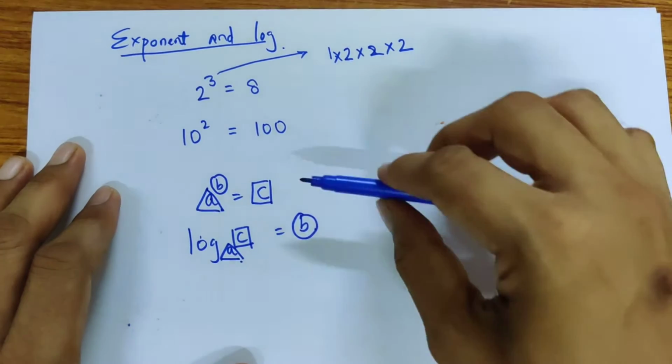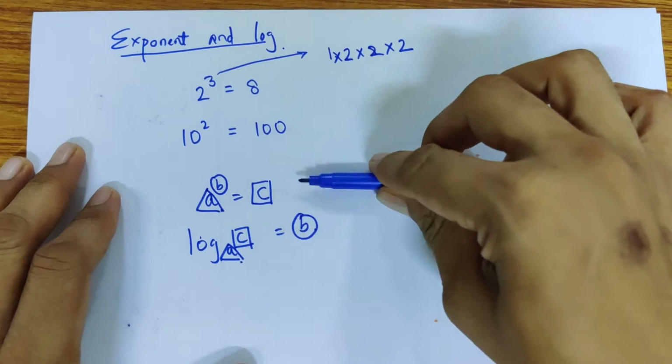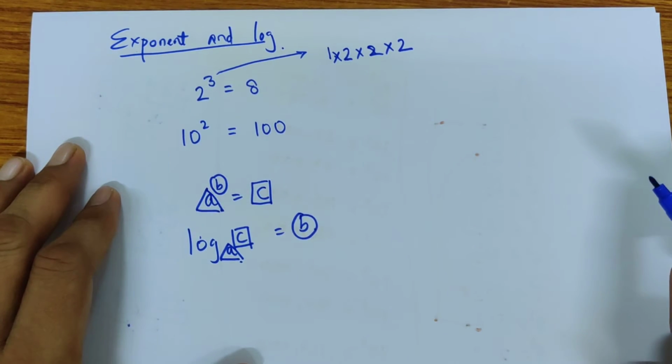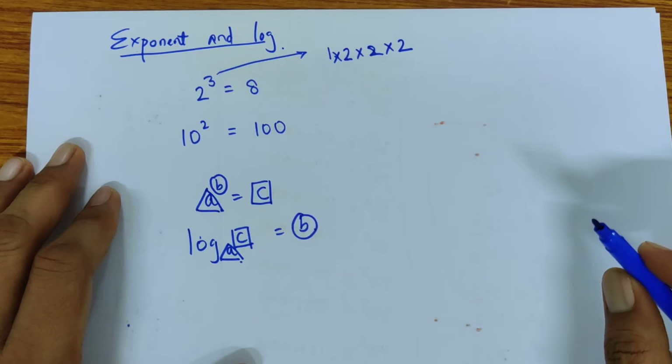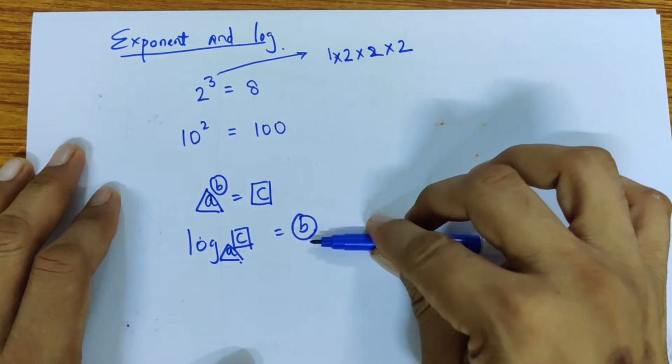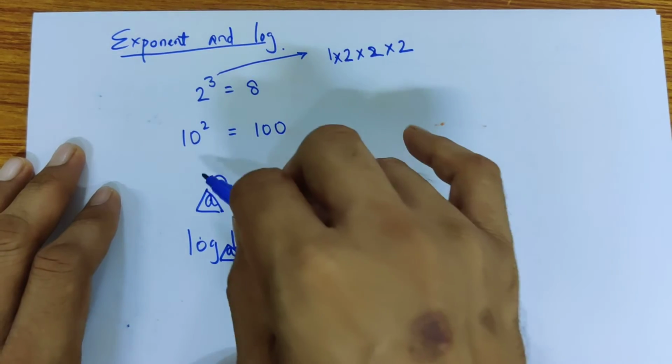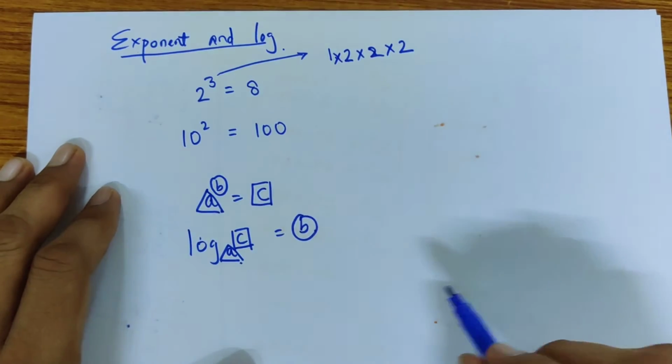So these two are simply different representations of the same information. Just like multiplication and division are different representations of the same information, this is also a different representation of the same information. If I take the log of an exponent, I'll get the exponent.